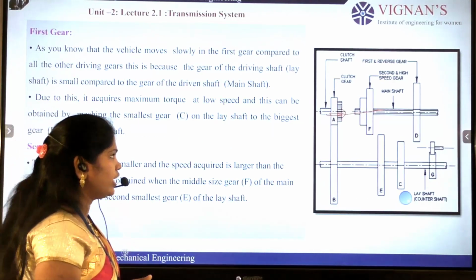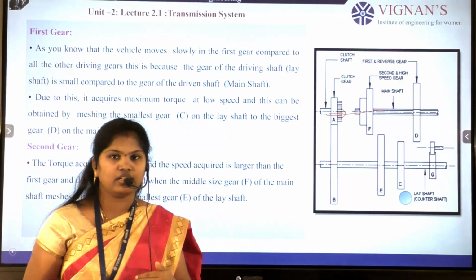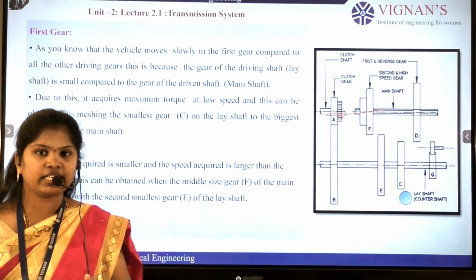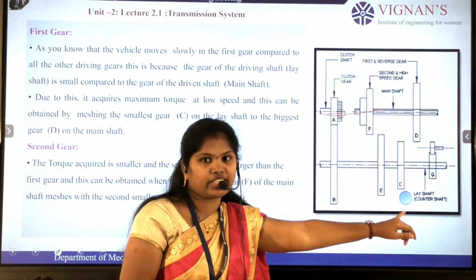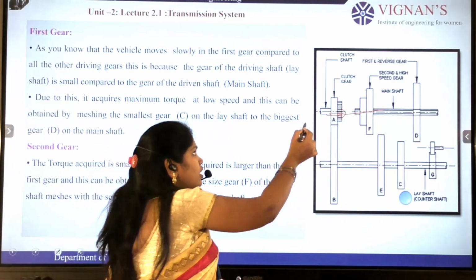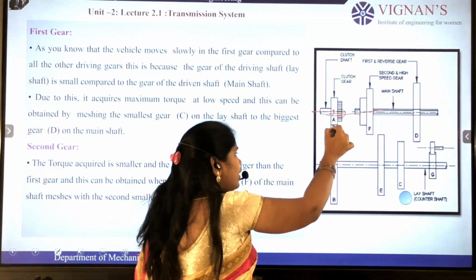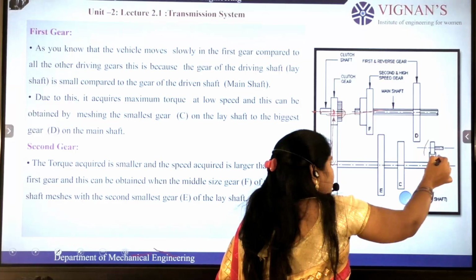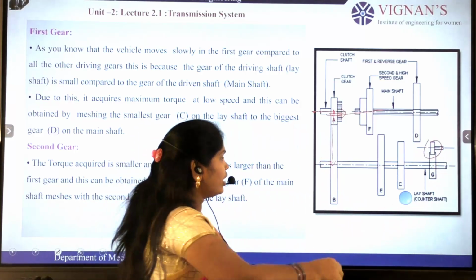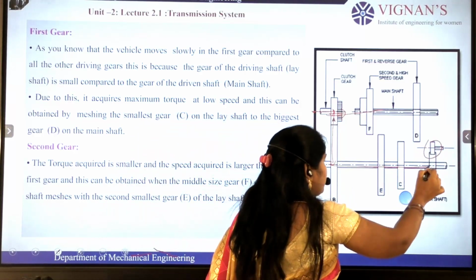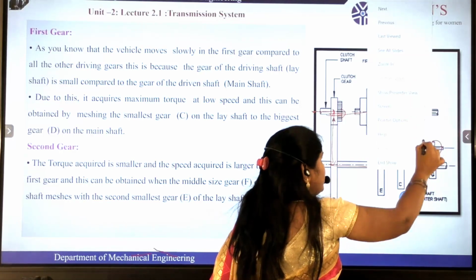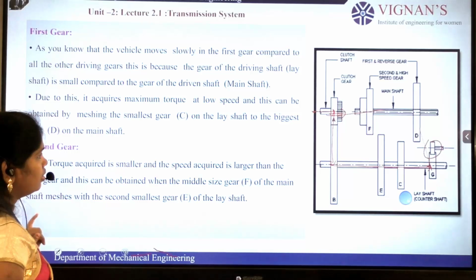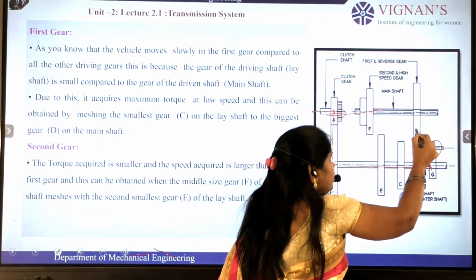Okay, so fourth gear, it's the reverse gear. When the vehicle wants to move backward, we apply the reverse gear condition. In the reverse gear condition, the power is transferred to the A gear, A to B gear, B to G gear. Here we have one idle gear. So this power will transfer from G to D gear.